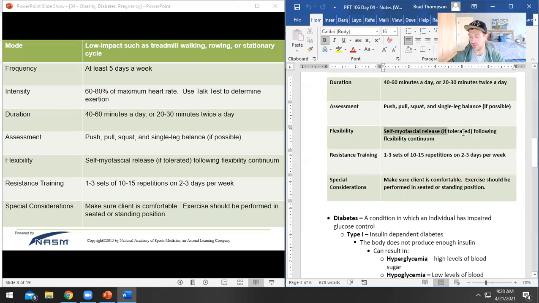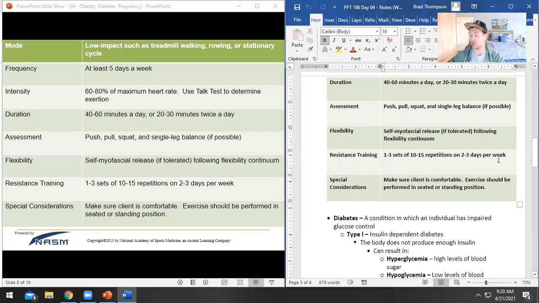Flexibility, we can do self-myofascial release if it's tolerated, like we said. But other than that, you're going to follow the entire flexibility continuum. There's no reason you can't do static stretches. There's no reason you can't do active. No reason you can't do dynamic if you do have them doing power exercises.